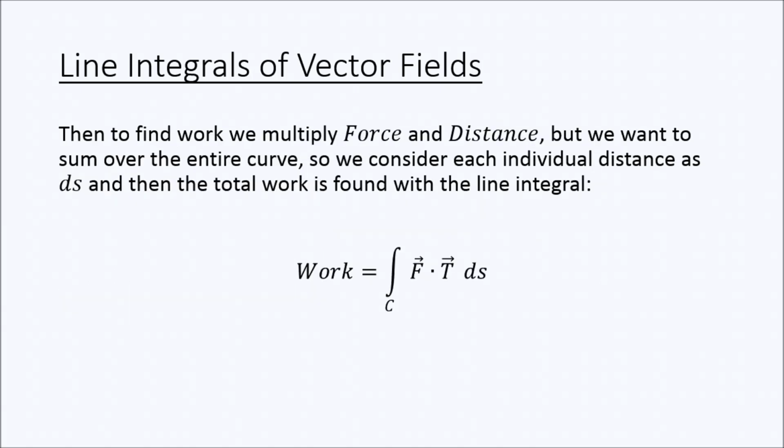Well, then to find the total amount of work done, it's the product of force and distance. And our distance is our ds, so we're going to multiply our force, the dot product, times our ds, and then sum over the entire curve, which gives us our integral over C. And there's our definition for our line integral, which is computing the work done.